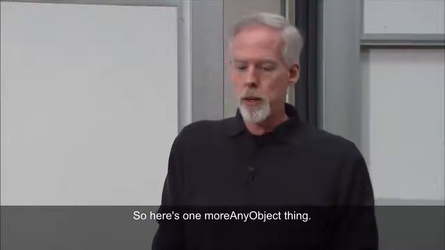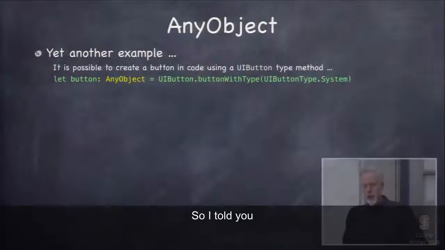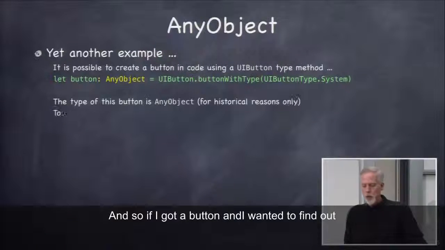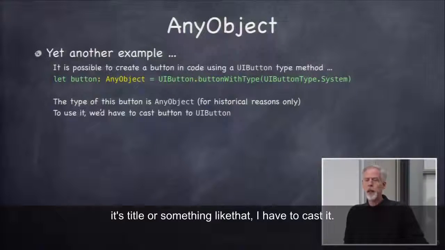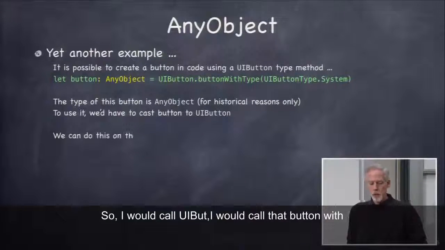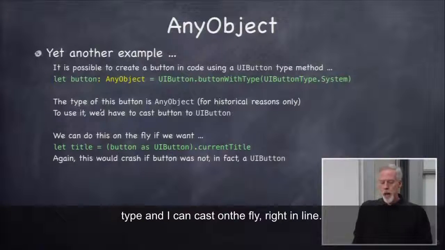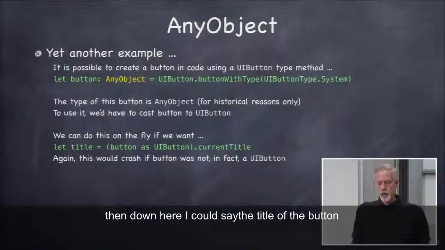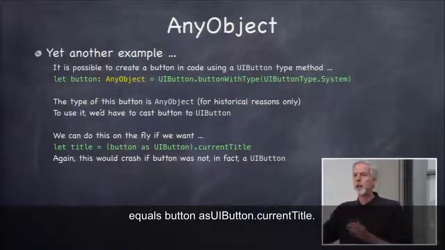So here's one more any object thing. Let's go back to that button thing. So I told you the button with type returns any object. Okay? And so if I got a button and I wanted to find out its title or something like that, I have to cast it. So I would call that button with type, and I can cast on the fly, right inline. So if I called that line on green at the top, then down here I could say the title of the button equals button as UI button dot current title.